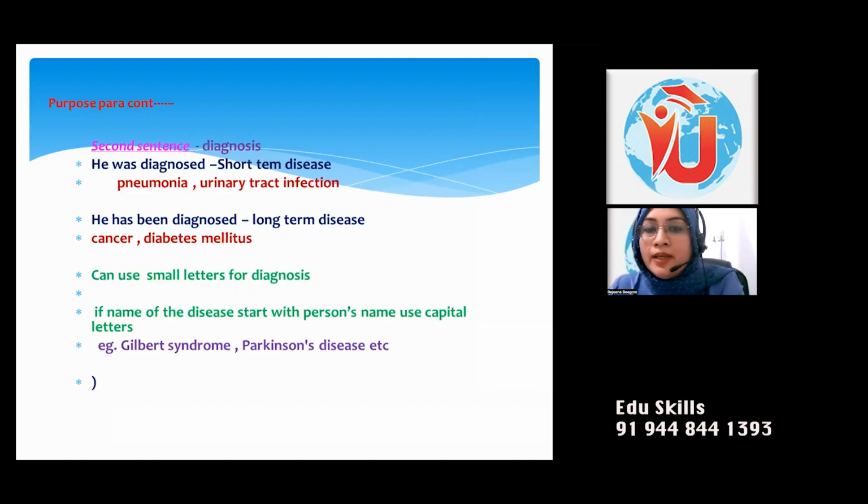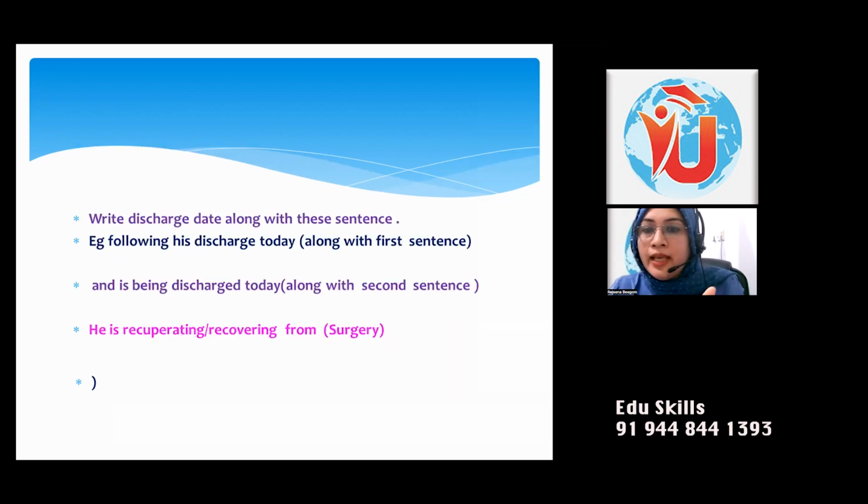Along with that, you can add one more line. Nowadays we write the date of discharge, like following his discharge today, or he will be discharged after two days. So better to make it two sentences. Don't go for three sentences. Even if you write three sentences, no harm, but better to combine it with the previous sentence. Along with the first sentence itself, you can add following his discharge today, or if he is being discharged today.